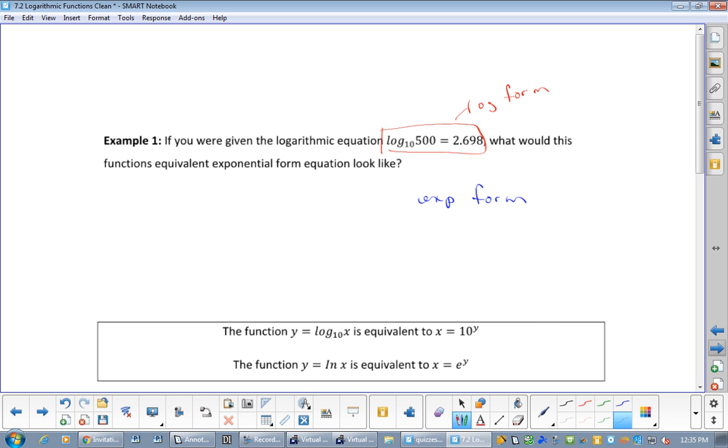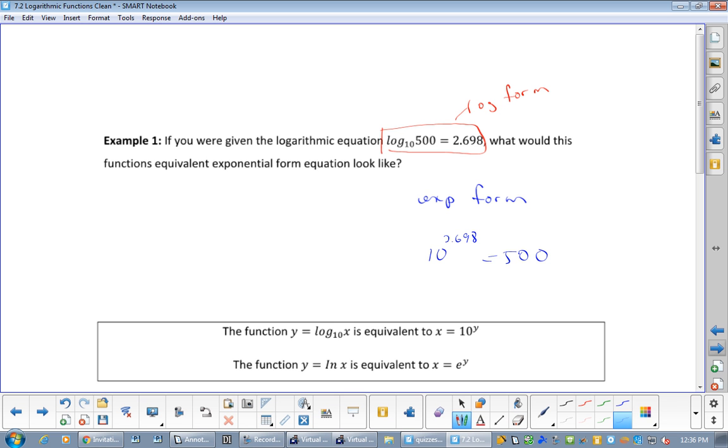Okay, so how would this be in exponential form? Who wants to take a stab at it? I know it's scary stuff, but what would it be in exponential? Okay, did you try it? Put it in your calculator, see if it works. 10 to the exponent 2.698. Does it work? 498.8. Yeah, it's good enough.